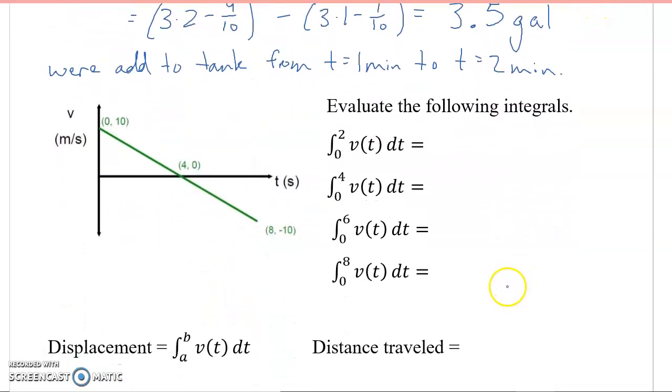So back to velocity again. Let's consider these different integrals. Okay, this is going to be a fairly easy velocity function. It's linear. It goes from (0, 10) to (4, 0) to (8, -10). These are different velocities in meters per second at different times measured in seconds.